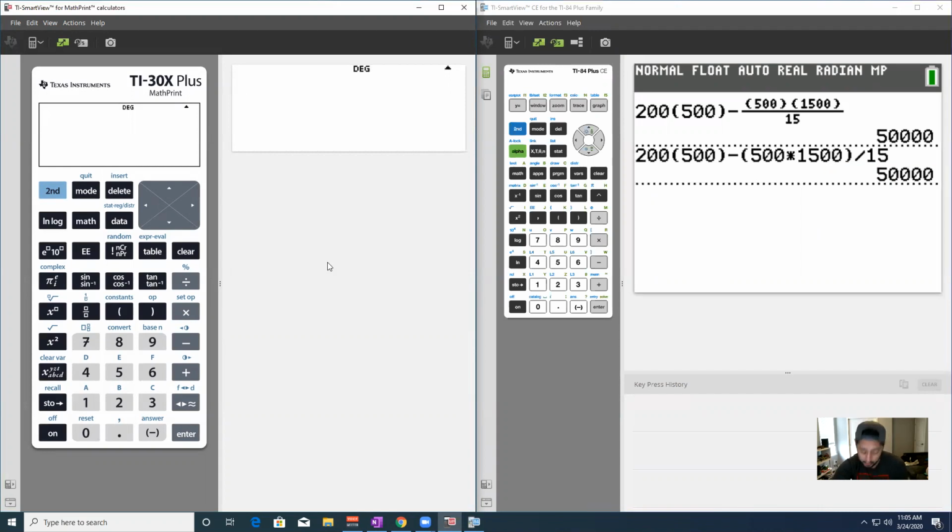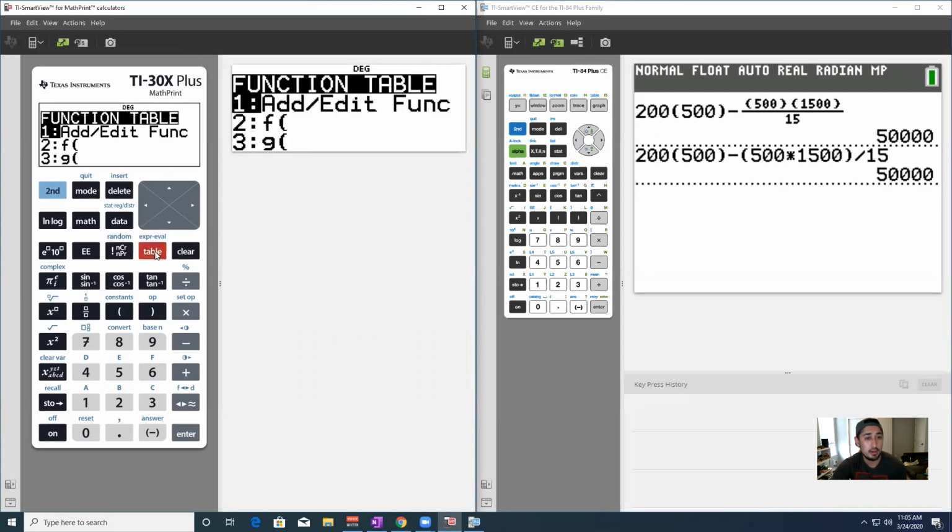There we go. Okay, so we are typing these functions in. So the left side is the TI-30, the blue calculator. The right side is the TI-84. Let me just make sure. Yep, we're sharing this. Perfect. Okay, cool. So what we're gonna do, look at the left side first. This is for the TI-30. We're gonna hit table. We are going to do add edit function, or if you have the blue calculator, maybe it's better showing the blue calculator.